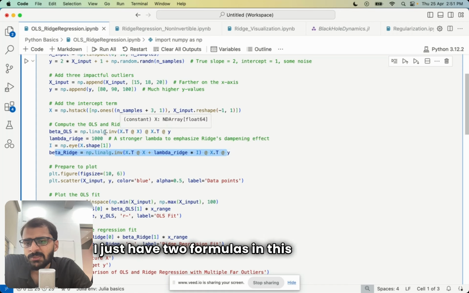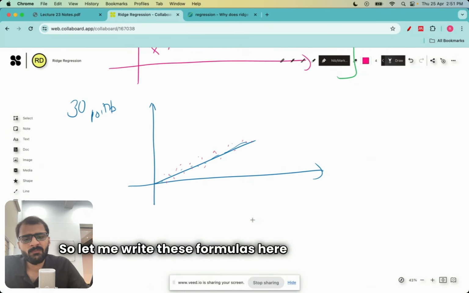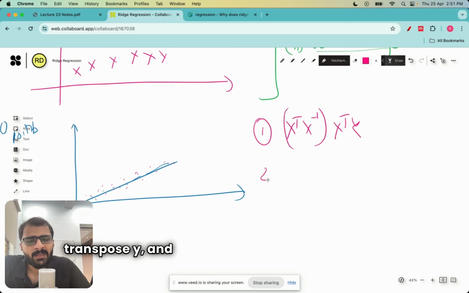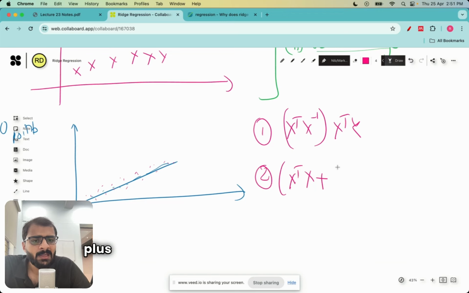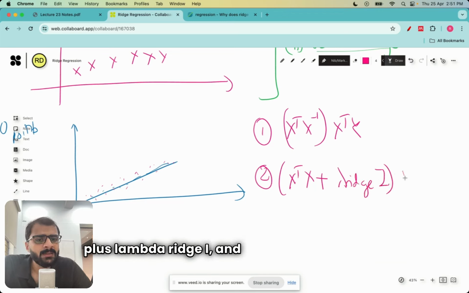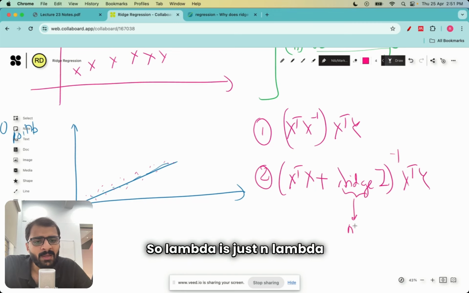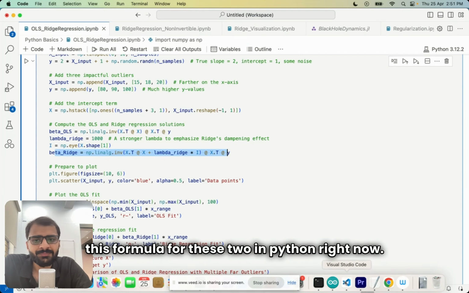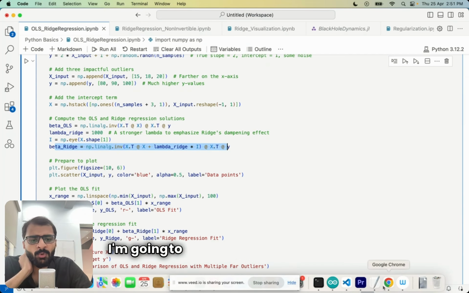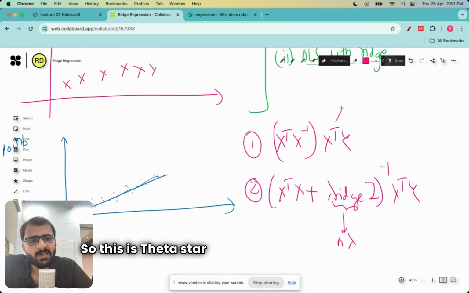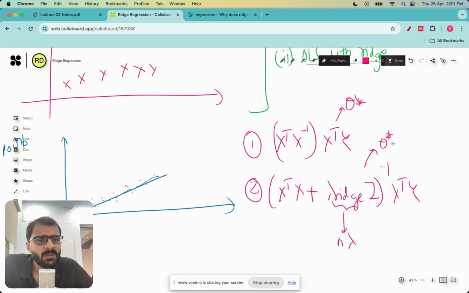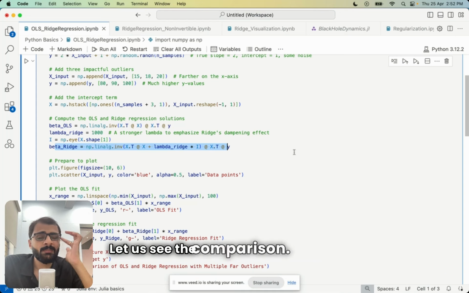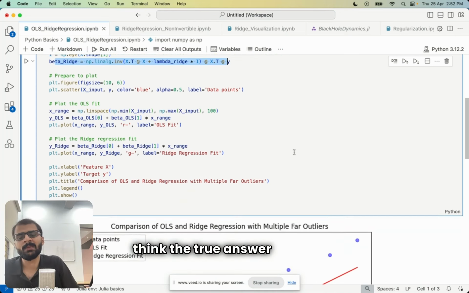That's it. I just have two formulas in this code. Let me write these formulas here for your reference. The first formula is X transpose X inverse X transpose Y. The second formula is X transpose X plus lambda ridge I, inverse, times X transpose Y. Lambda ridge is just N lambda in our previous notation. I've written these two formulas in Python. Now I'm going to find the optimal theta star, this is theta star and this is theta star ridge, and compare it with the actual data. Are you ready for the comparison check? Let us see the comparison.